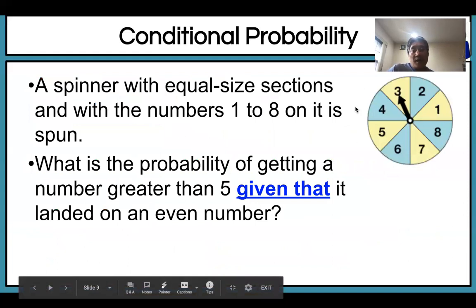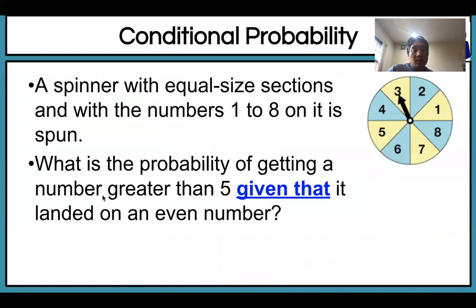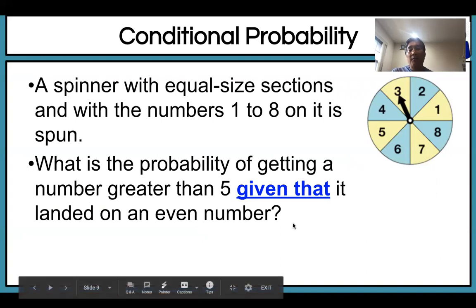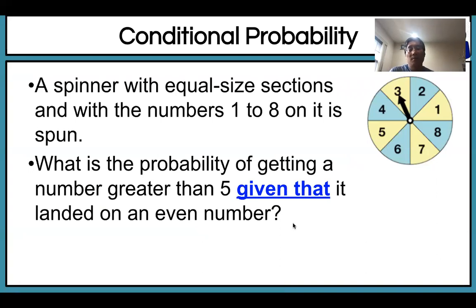So the spinner we already know, but here, what is the probability of getting a number greater than 5, given that it landed on an even number? There's a condition: given that it landed on an even number. Then when we find the probability for greater than 5, we find how many outcomes are greater than 5. But do we need to worry about odd numbers?